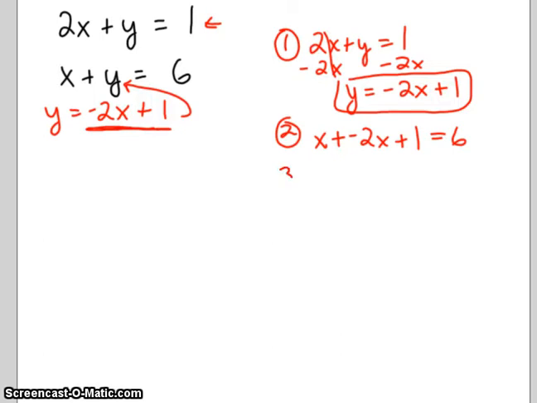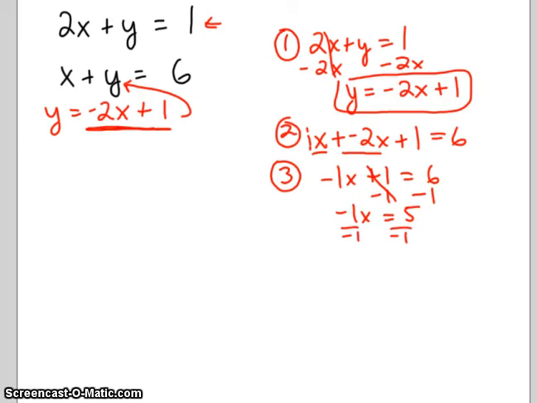Third step, solve for x. Combine like terms. 1 plus negative 2 is negative 1. So negative x plus 1 equals 6. Solve for x. Negative x equals 5, and we get x equals negative 5. So for our answer right now, we have x equals negative 5.